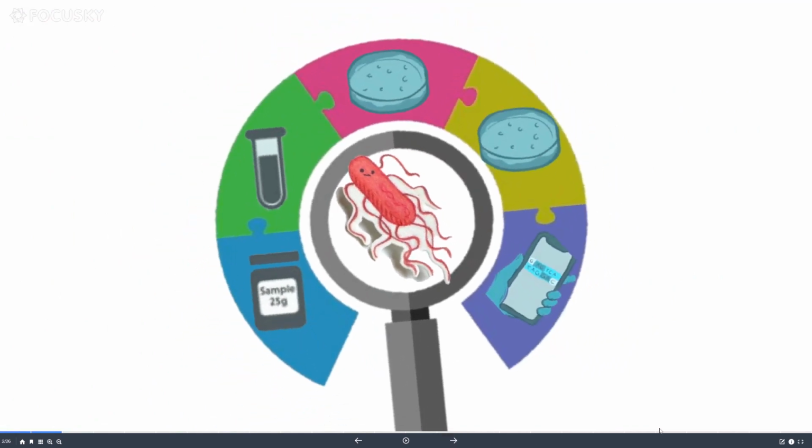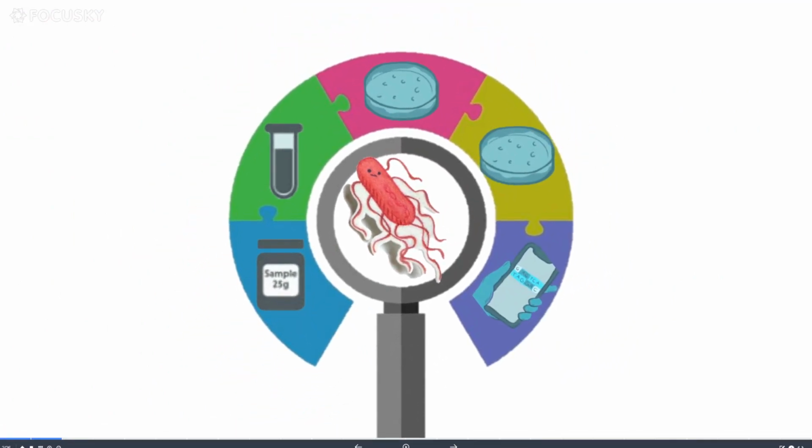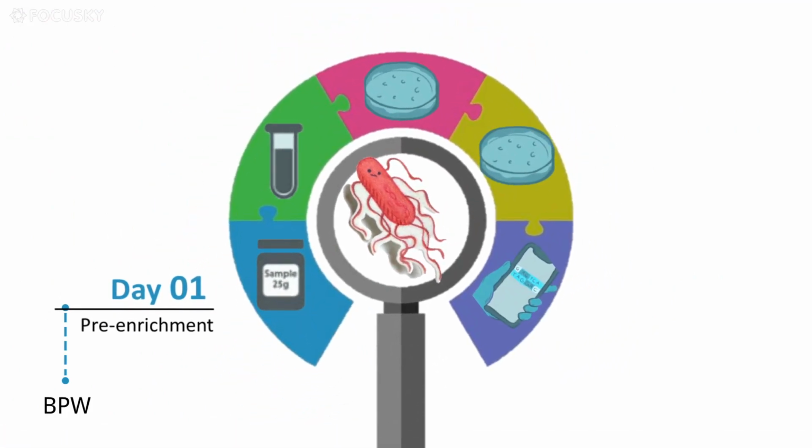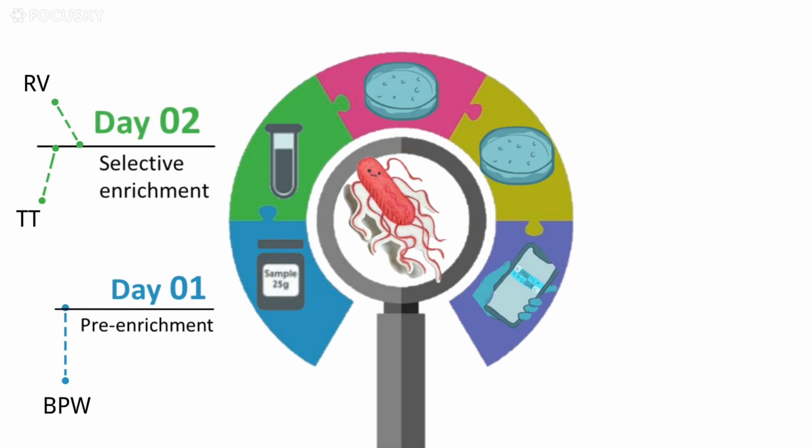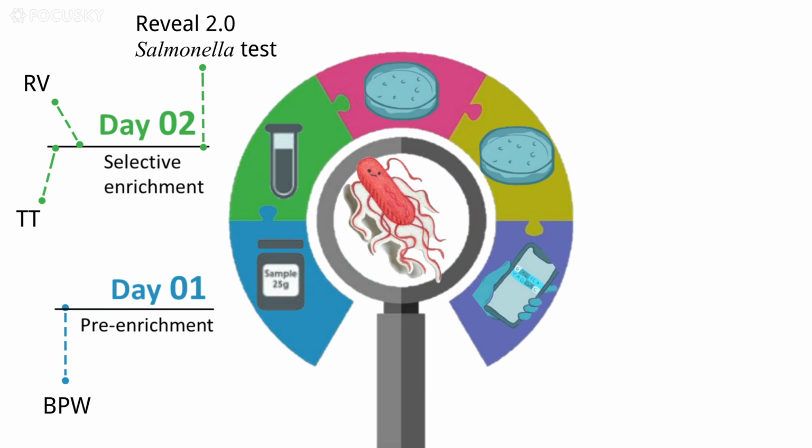Before we start, let's review the general procedure. On day 1, you conducted pre-enrichment using BPW. On day 2, you did selective enrichment in RV and TT. You also did rapid detection on the same day.